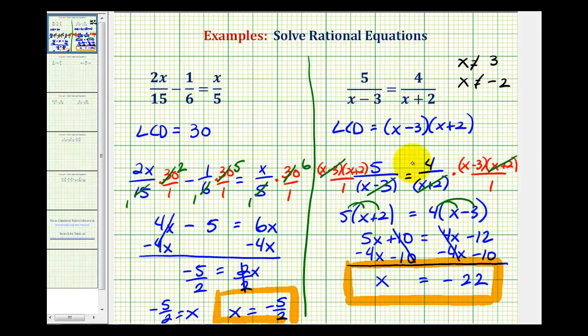So when solving a rational equation with variables in the denominators, we need to be aware of these excluded values, because sometimes when solving an equation using this method, it is possible to come up with one of these excluded values. And those are called extraneous solutions. And if they do occur, we need to make sure that we do not list them as solutions.